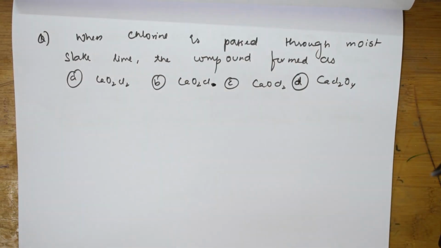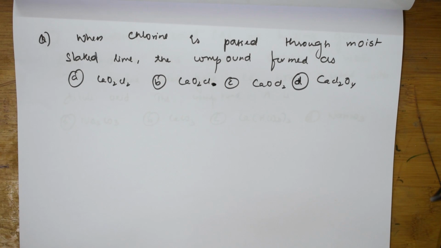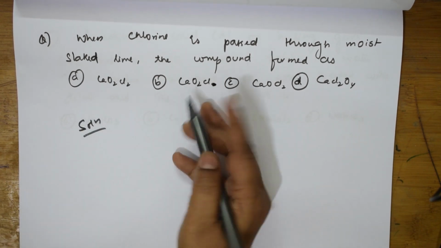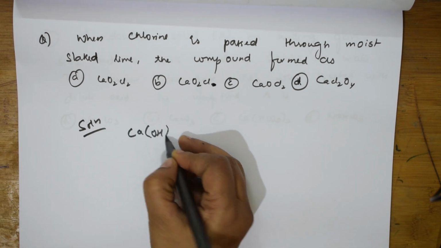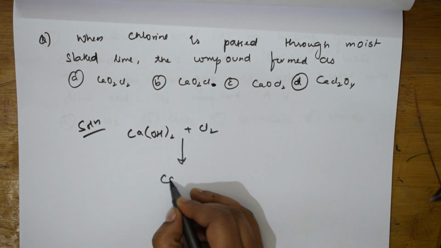What do they give me? When chlorine is passed through moist slaked lime, the compound formed is... Okay, chlorine is passed to moist slaked lime. Slaked lime is nothing but calcium hydroxide, isn't it? Fine. So what is the product formed? Let us write the reaction now immediately. Moist slaked lime, that means calcium hydroxide plus chlorine.